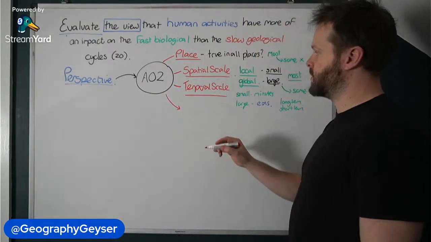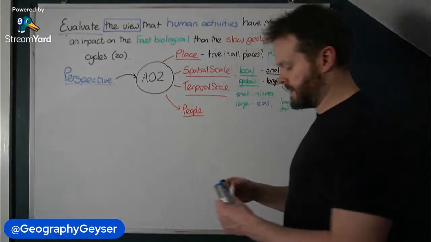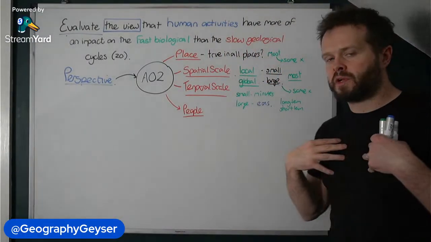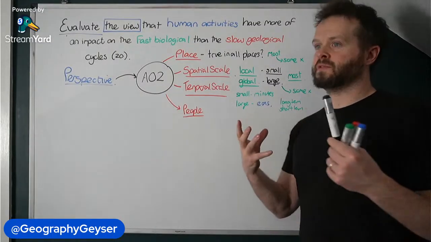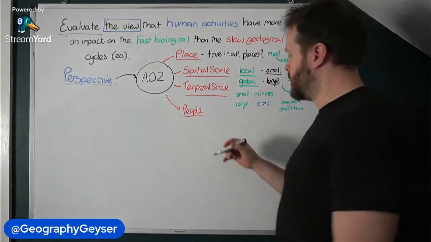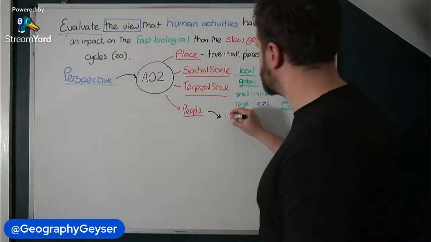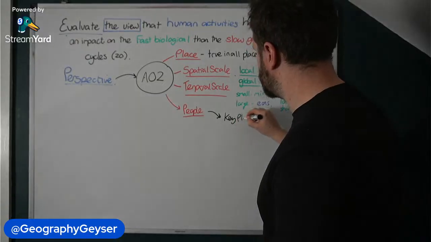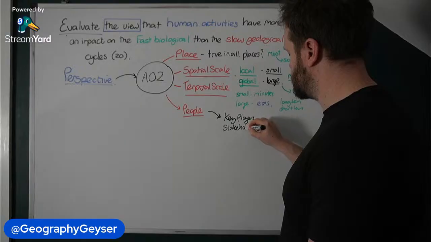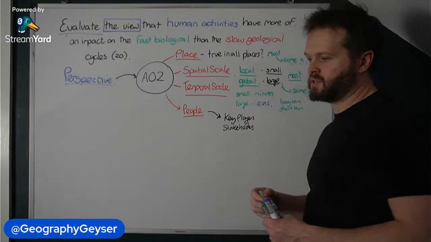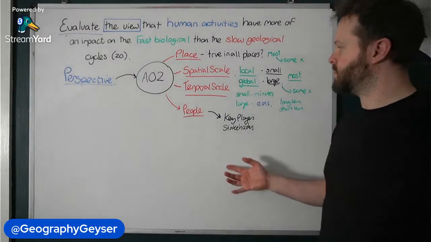Now, the other ones that we can have are more people-based ones. A viewpoint is often presented by a person, and the importance of something is often judged by a person. If we think about it in geography, we break down our people groups into key players and stakeholders as well. But essentially, they're just different people, different groups. It could be national government, local government. It could be environmentalists. It could be all sorts of people.